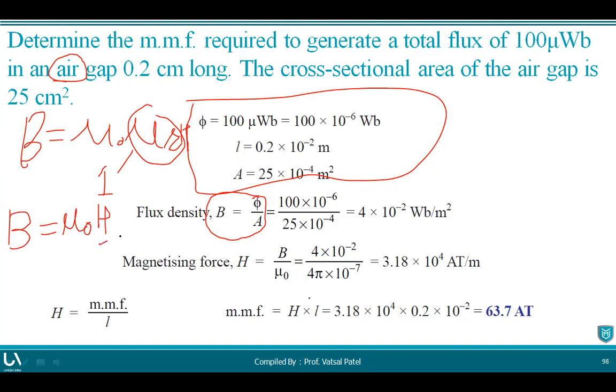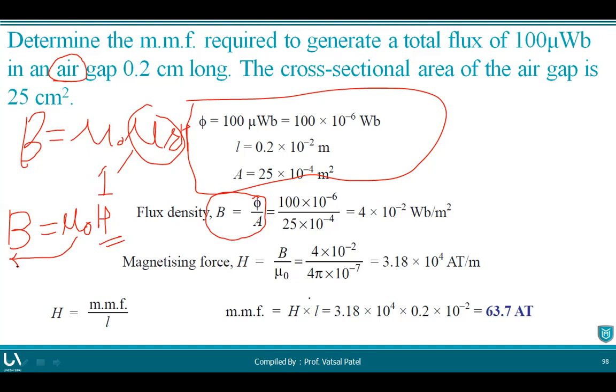So we identify the H parameter here, and that's why we are going to divide by mu 0, that is B divided by the mu 0 component. So the magnetizing force H is equal to B divided by mu 0, right? And that is equal to 4 into 10 raised to minus 2 divided by 4 pi into 10 raised to minus 7. That is the absolute permeability.